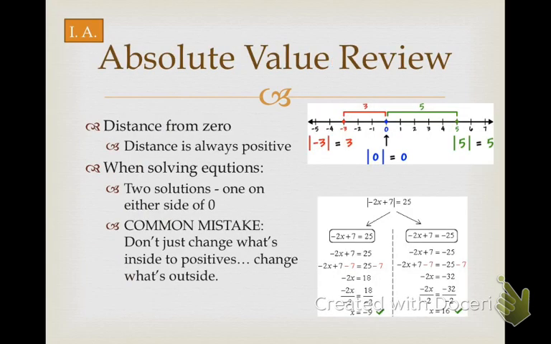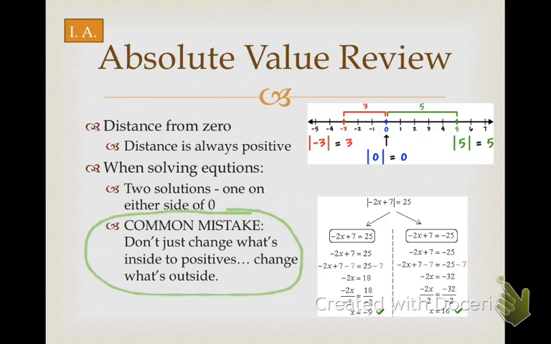To review absolute value for a minute, let's just remember that an absolute value refers to something's distance from zero, and for our purposes, we'll always consider distance to be a positive number. So that's why everybody always remembers absolute values are positive, but there's this common mistake. They think, oh, I should make everything inside positive, but don't do that. It's the number outside that's going to change.